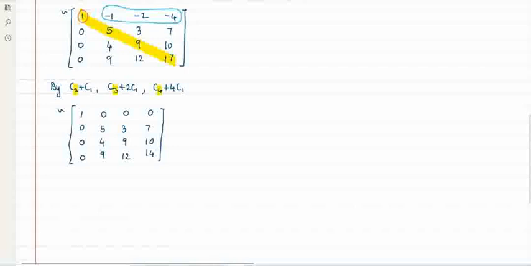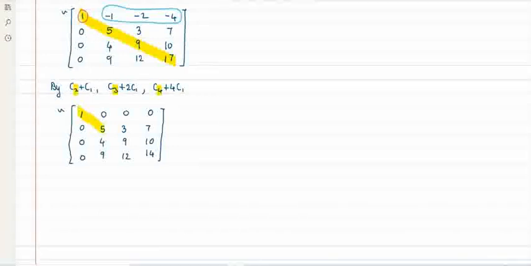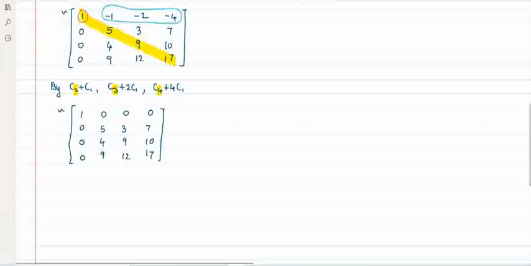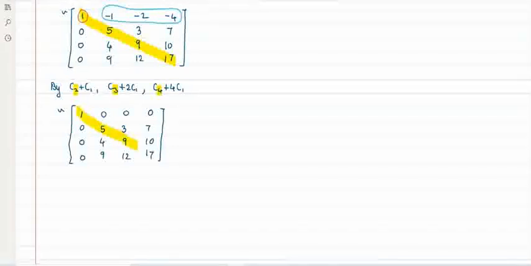So again, your diagonal entry is this one. Sir, there should be 17. Yes, correct. Yes, I will correct it. This is 17. Thank you. This is your diagonal entry.